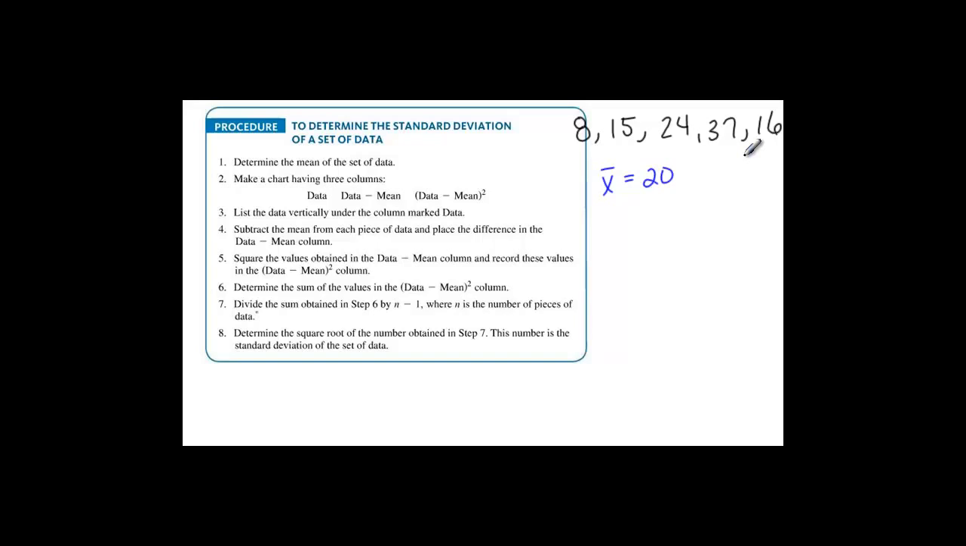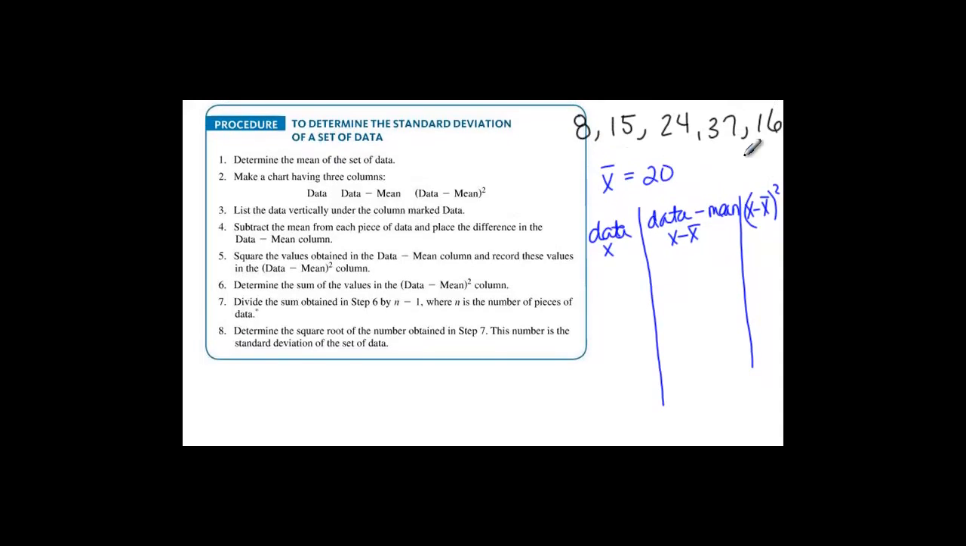Next, we want to make a chart with the following columns. First of all, the data, so those will be our x's. Then the data minus the mean, so the x's minus x bar. And data minus mean squared. Okay, so let's list our data first. It does not have to be in descending or ascending order, since it's just a list: 8, 15, 24, 37, and 16.